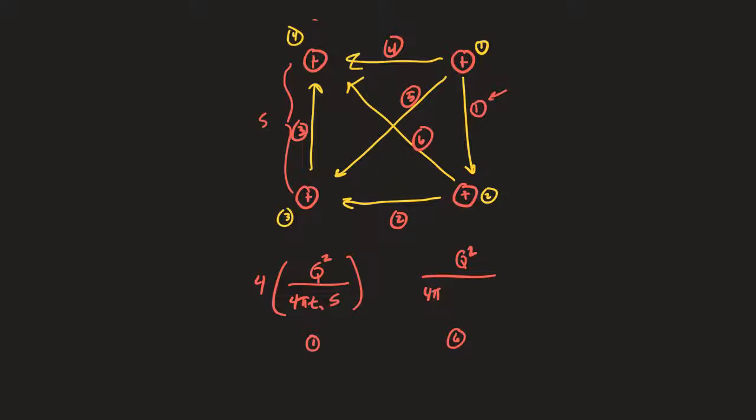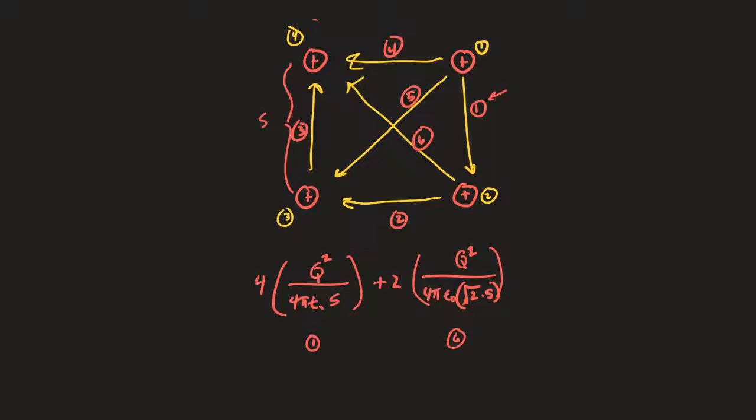over 4 pi epsilon naught times, well, this distance is the square root of 2 times S. Right? It's the diagonal of a square. You could do Pythagorean theorem, but you might just want to start putting together that that's always going to be square root of 2 times that value. And how many of those are there? So that's the answer. You can make it look nicer, but this is the answer.